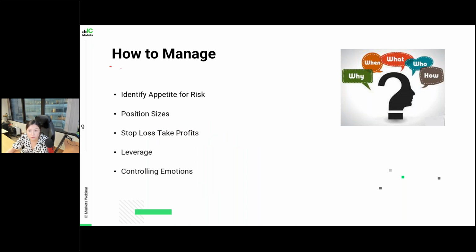Okay, so how do you manage, and what are some of the fundamentals of risk management? So number one, you need to identify your appetite for risk. Working out your risk appetite is extremely important, because you need to know what is a comfortable position size that you're willing to risk in one trade. Because if you do not know what you're comfortable losing in your trade, your position size might end up too high, resulting in a big loss that might affect your emotions or your next trade.